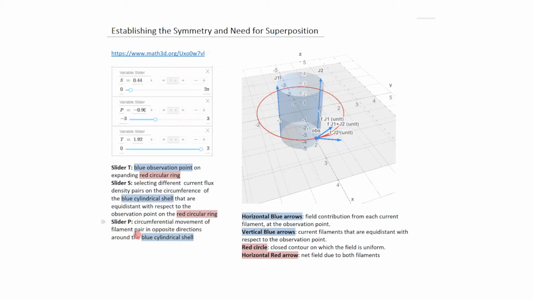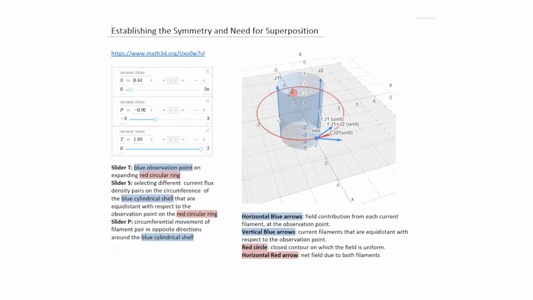Slider P is circumferential movement of the filament pair in opposite directions around the blue cylindrical shell, which just means basically if this moves in this direction, this moves in this direction. So the distance between the observation point and this current flux density and this one will always be the same. So you basically can go all the way to the back where they essentially coalesce, or they come to the front where they coalesce. And so what we're doing basically is mapping out pairs, and we can use that to determine the complete distribution on this cylindrical shell.